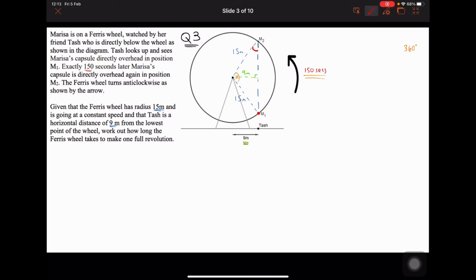Then I know that these two angles will be the same because the blue triangle is an isosceles triangle. Since these two angles are the same, then I can work out the third angle because angles in a triangle add up to 180 degrees. So let me draw this right angle triangle again. Here, 9, 15.